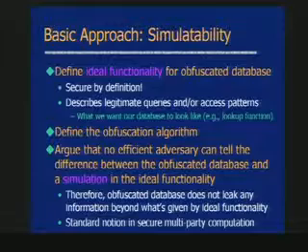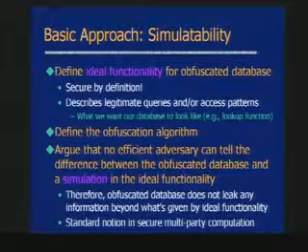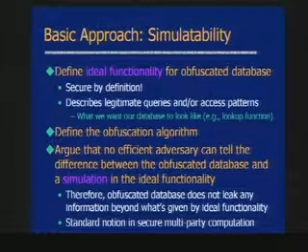So it starts by defining what's called the ideal functionality for an obfuscated database. This is what we want our database to look like. I said we want our database to behave like a lookup function, so this means that the ideal functionality is the lookup function. And the ideal functionality is secure by definition, because it describes only legitimate queries and access patterns. If I say it's a lookup function, that's immediately clear. If the only thing you have is a lookup function from names to phones, then there is no way to evaluate this lookup function so that it gives you a name in response to a phone.